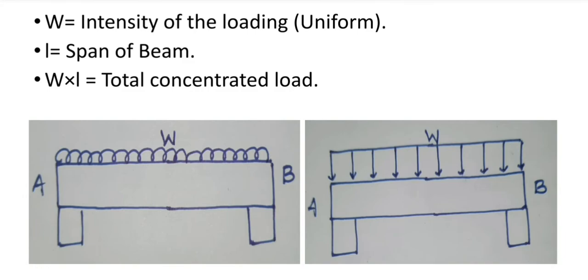There are two other representations for the uniformly distributed load at points A and B. If AB is the beam, then a uniformly distributed load can be shown in this way also, as a single line with downward pointing arrows. This is also a way of showing the uniformly distributed load.